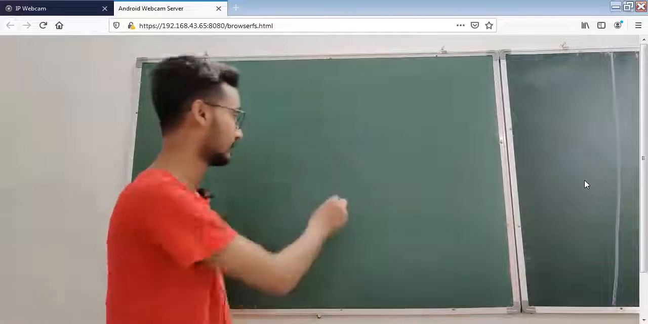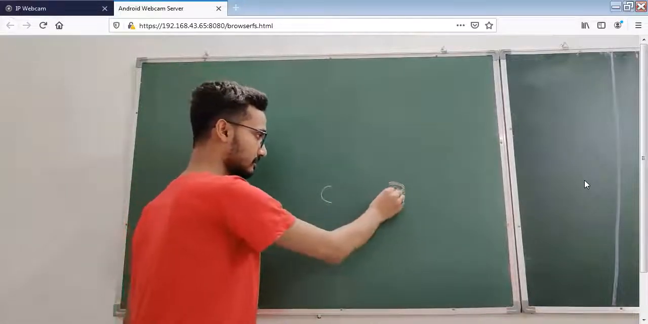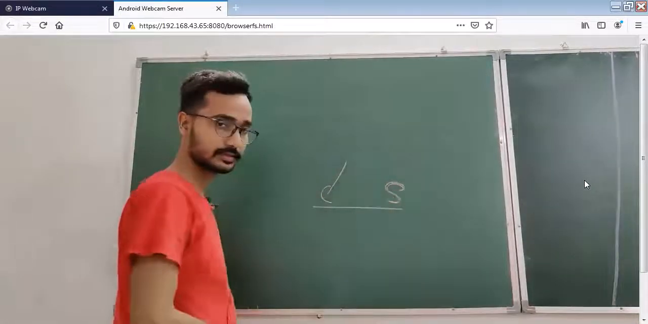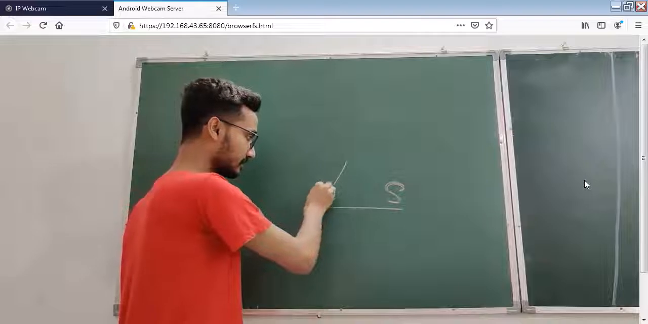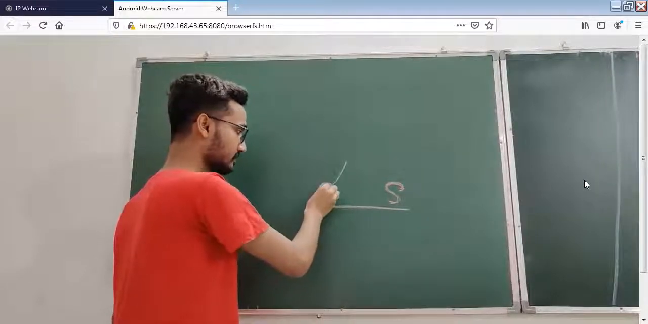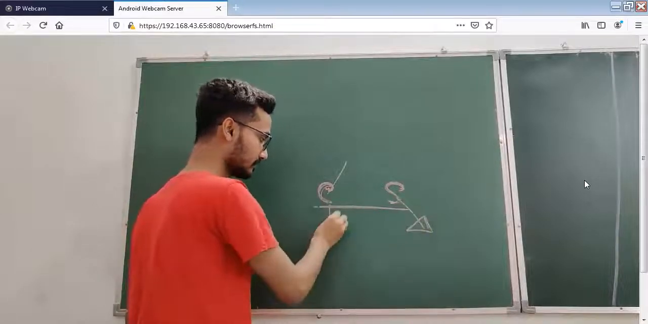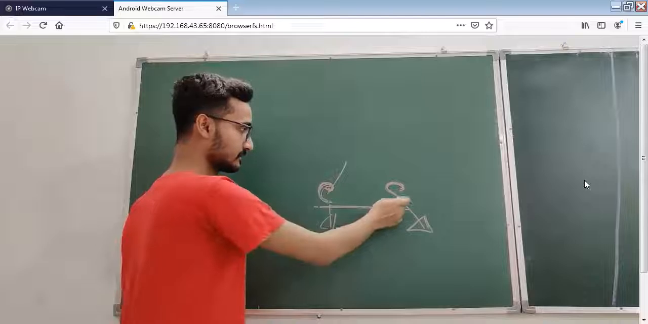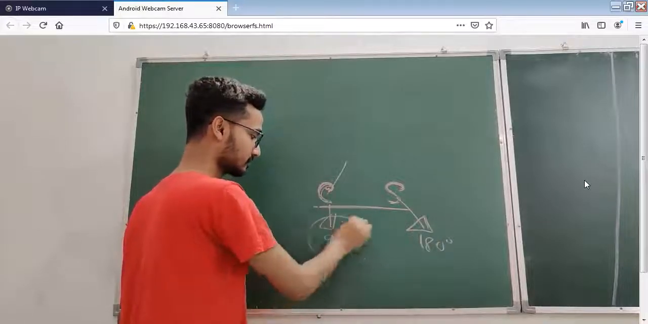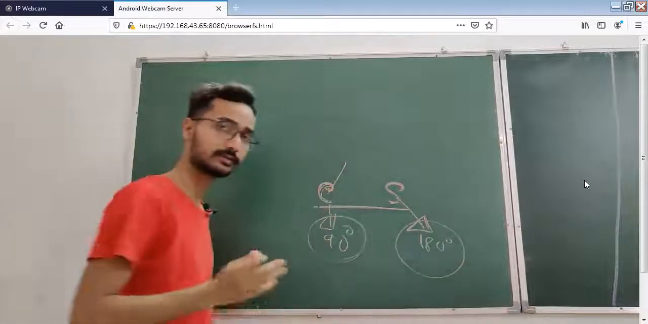Now see, in the English alphabet, C will come before S. Yes or no? C means complementary, S means supplementary. Just remember that in the alphabet, C comes before S. That means the value for C should be lesser, and for S should be bigger. Lesser means 90 degree, bigger means 180 degree. So in complementary, the summation of the two angles will be 90 degree. In supplementary, the summation of the two angles will be 180 degree. This way you can remember.